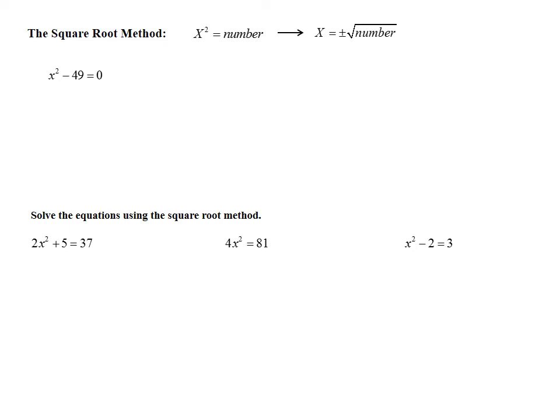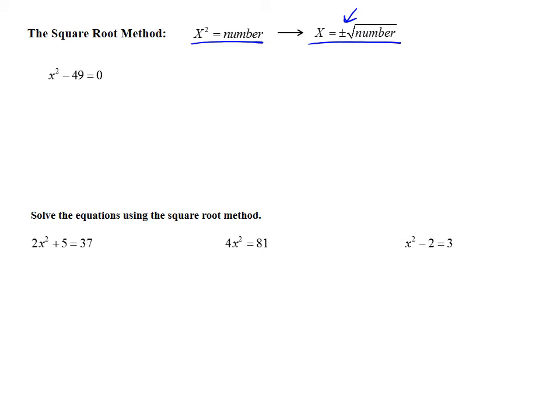Let's look at the square root method for solving quadratic equations. To use the square root method, you must have the expression of x squared equal to a constant or a number. And then we square root to get the x or expression of x by itself, remembering that we get two solutions by using a plus and minus to represent them.